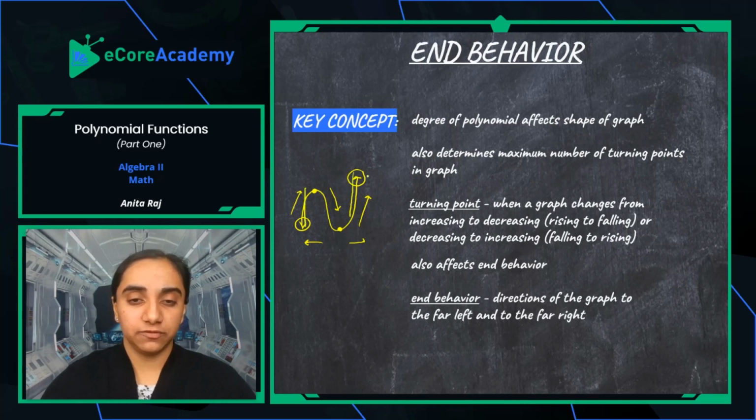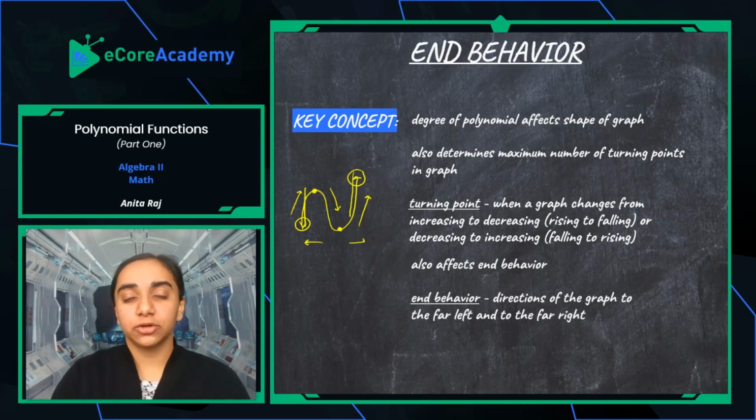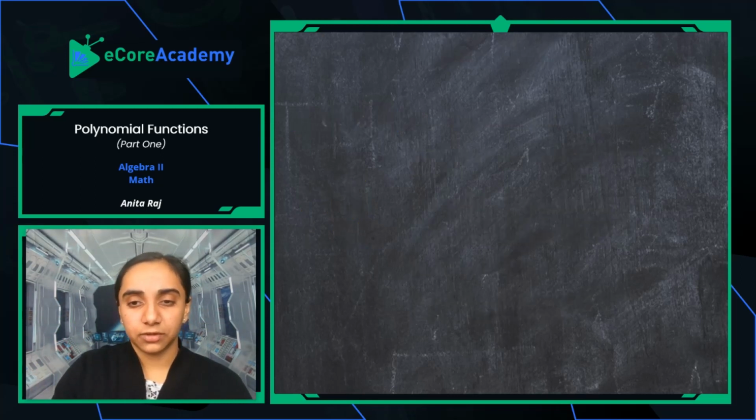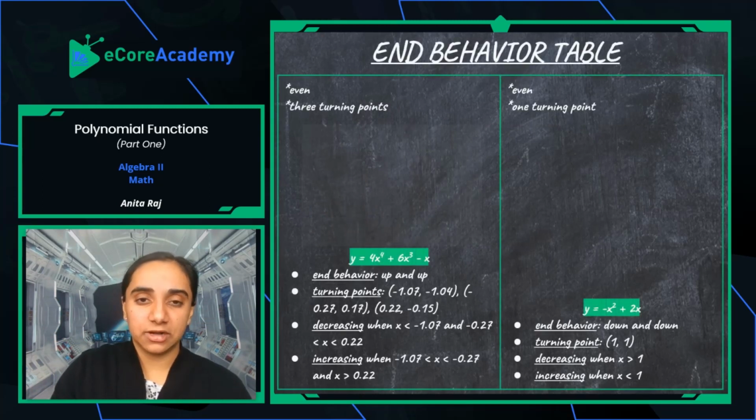So you're going to be focusing on the very far right of the graph and the very far left of the graph in your view, whatever viewing window you have. And you'll look at those ends to determine the end behavior of the polynomial. Okay, so let's go to the next slide. I'm going to be showing you a table so that we can better organize this information.